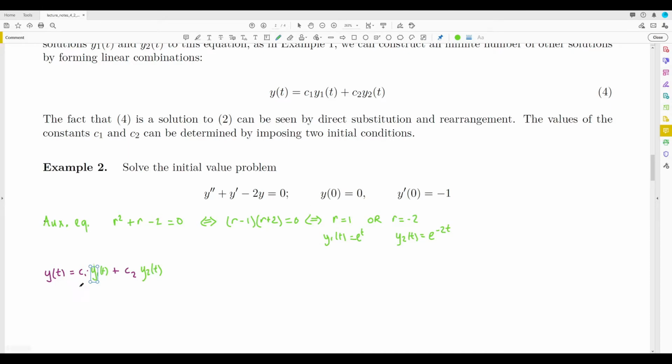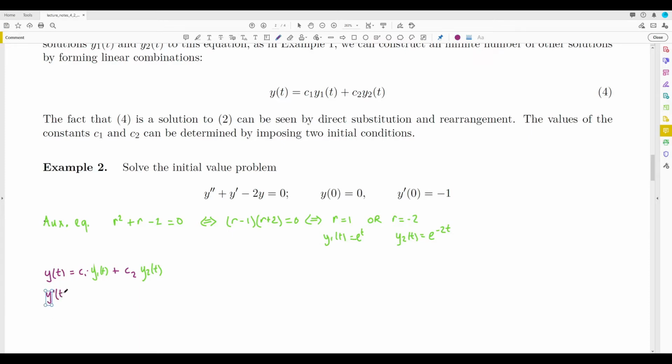Okay, now the way we find c1 and c2 is by using these initial conditions. Now note that one of the initial conditions uses the derivative of y. So let's find that derivative.